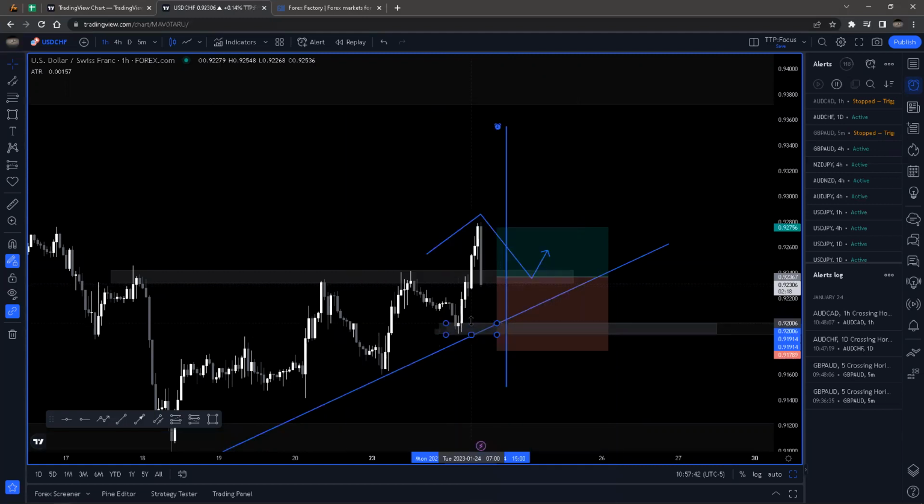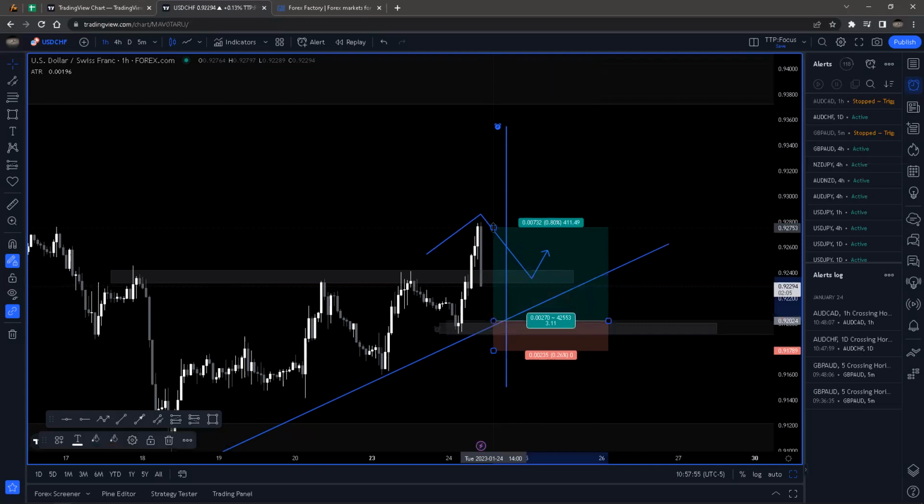I'm looking for closure into this one. So, I mean, if it wicks into this and then immediately leaves, well, that won't give me enough room to get in anyway. So if I'm going to go, then it would be something like so. And with this deep pullback, I would probably be looking for a little bit of retest of the highs here. So probably for something like that.